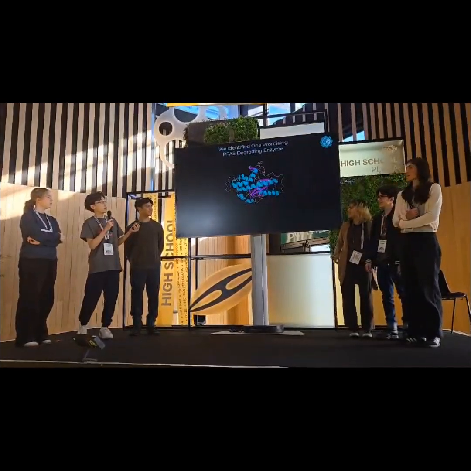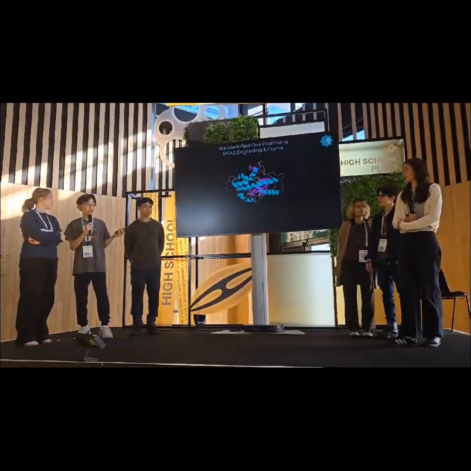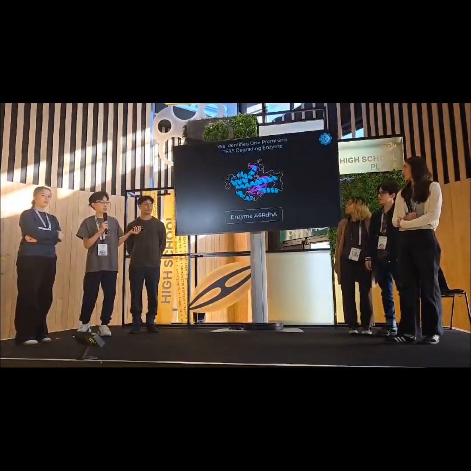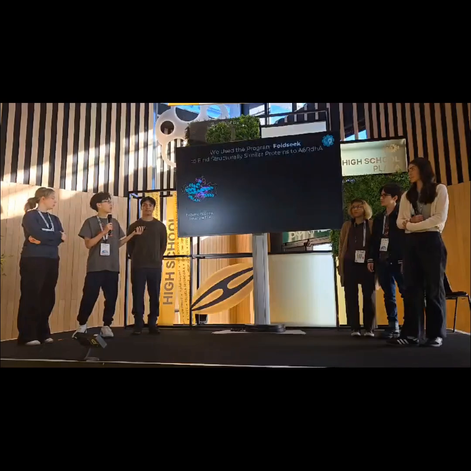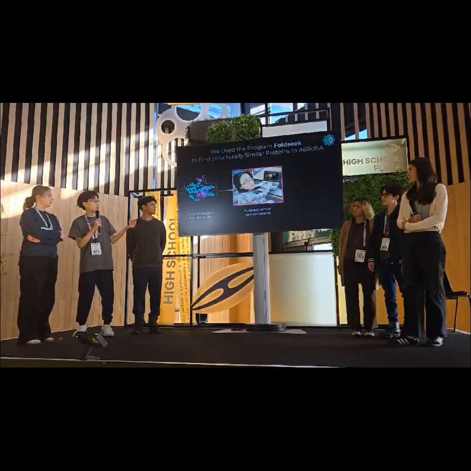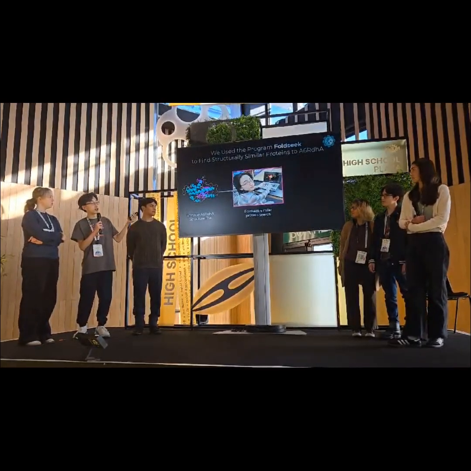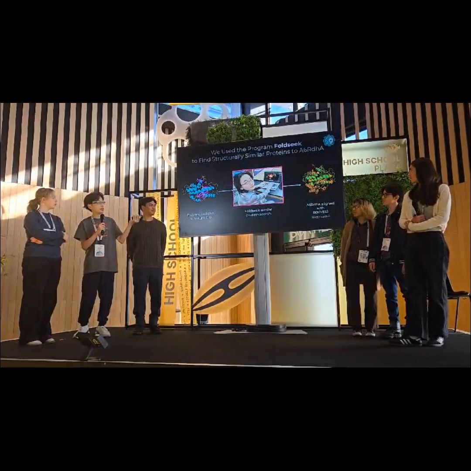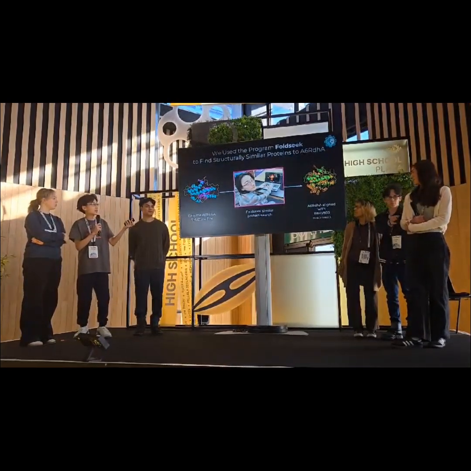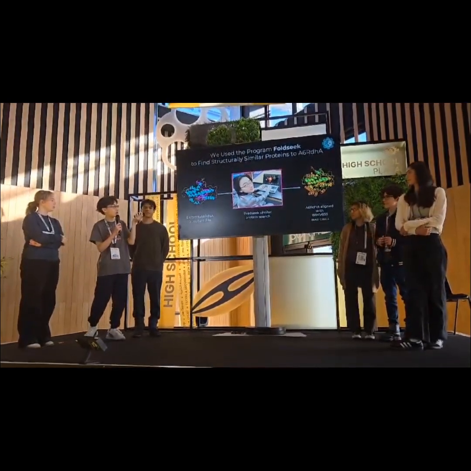So we found a PFAS-degrading dehalogenase enzyme, A6RDHA. There's a few issues with it. So we use both the protein database and FoldSeek to find structurally similar proteins to A6R, and this is how the process goes.